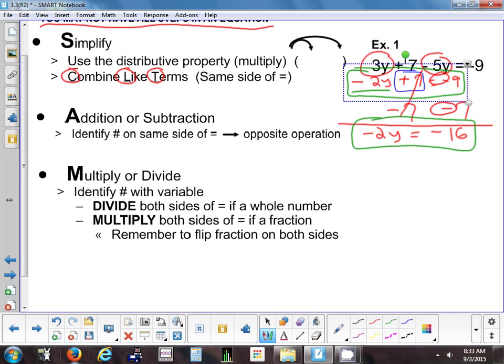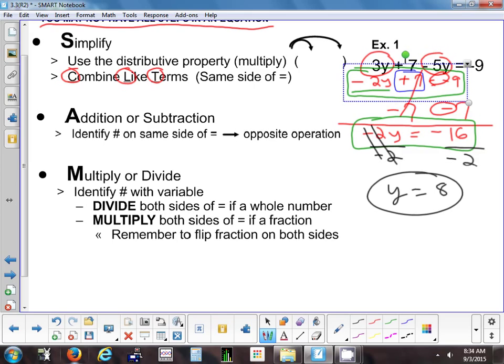We have -2 times y. Caitlin, what are you going to divide by? -2. Good. Okay, so when you divide by -2, Sabrina, what cancels out on the left? Yep, the negative and the 2. And what do you get on the right? What's -16 divided by -2? 8. Positive or negative? Positive. Good job. And there's your answer. Y equals 8.